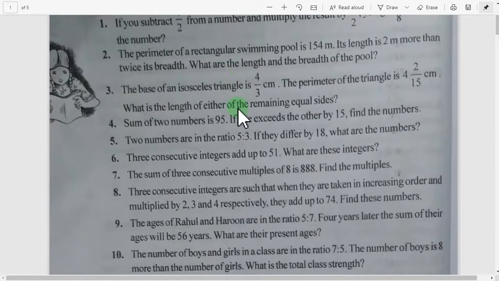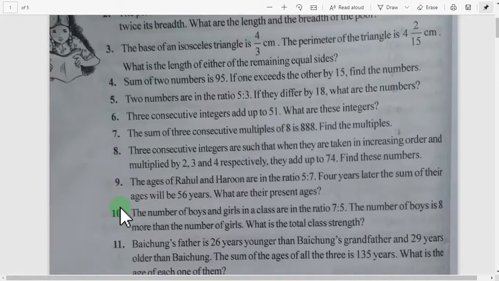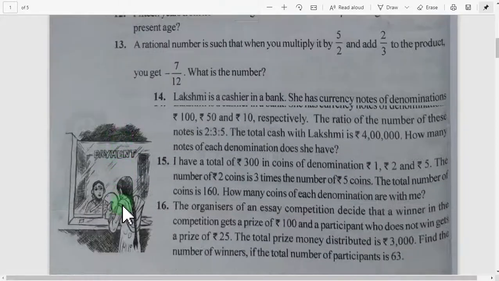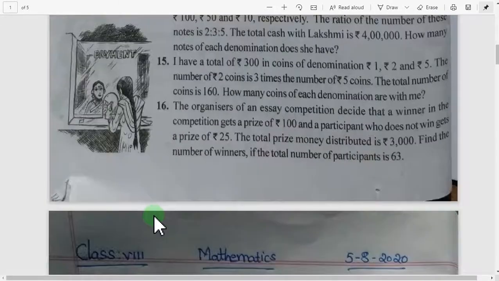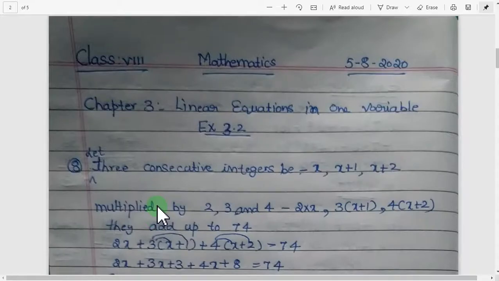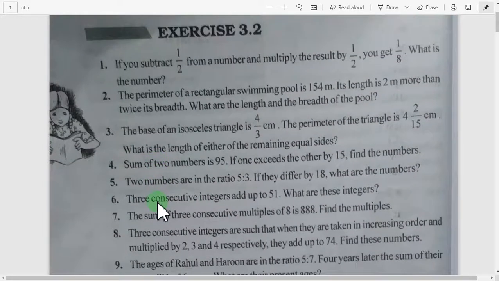In the last class, we did up to the 7th sum, and I have given all the homework. I hope you have done it. Today, we will do the sums from 8 to 16. First, the 8th sum. We will read the question first.